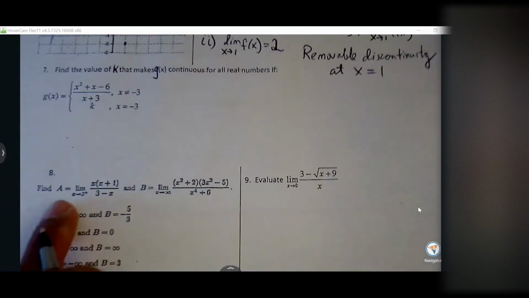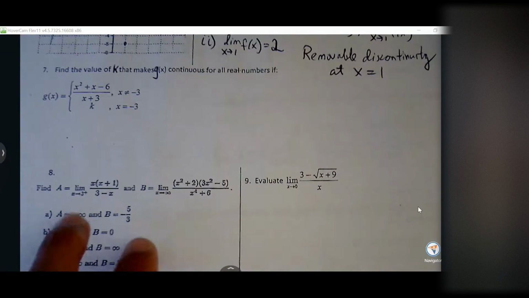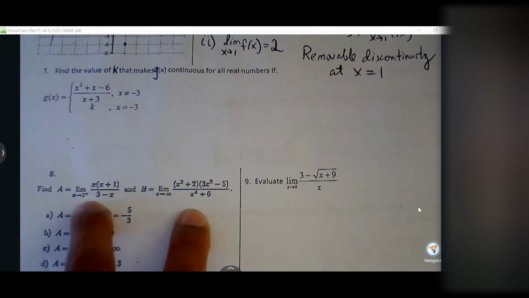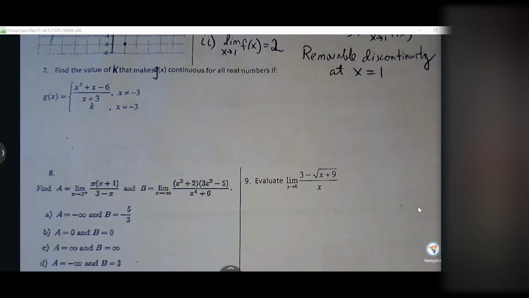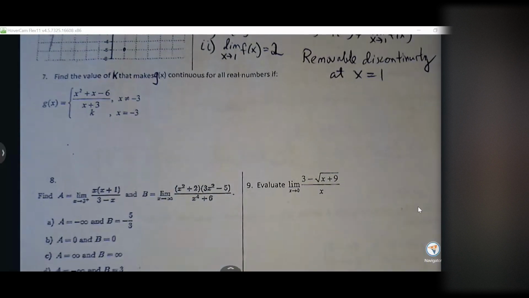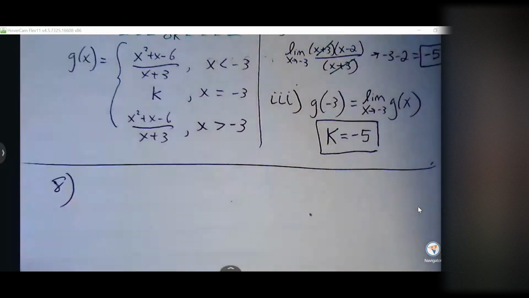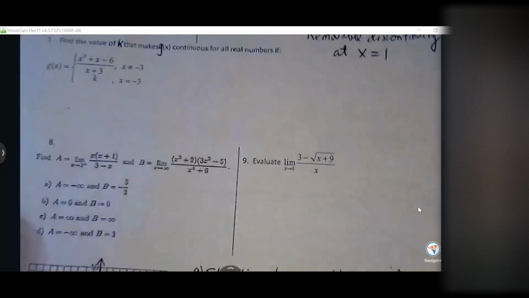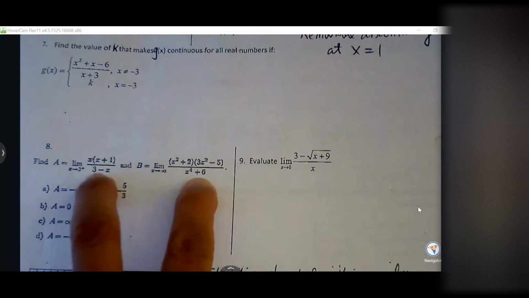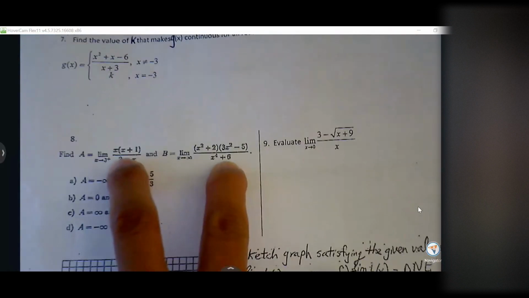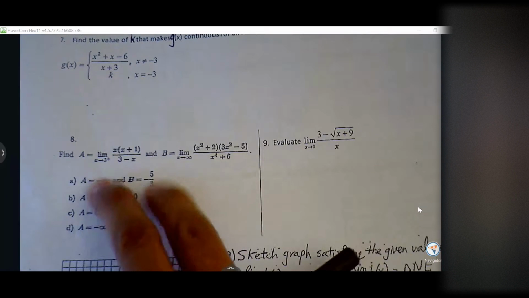Okay, number 8, it says, find, basically just find these two problems separately. We're just going to treat them separately. It's just merging two problems into one. Again, number 8. These are two separate problems, unrelated to each other. We're just going to solve them separately and then look for answer choices.